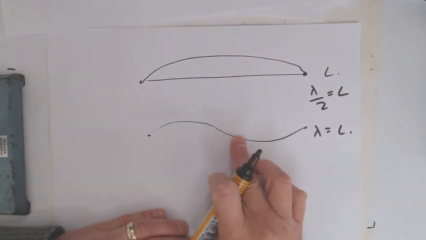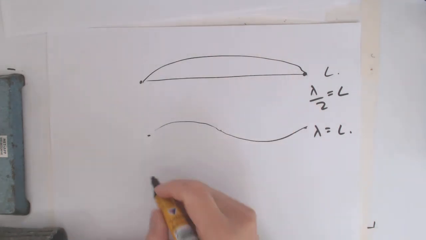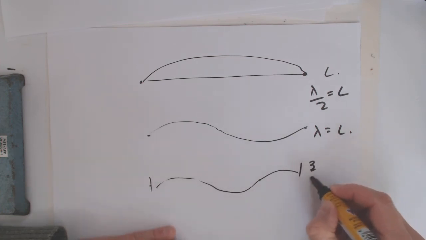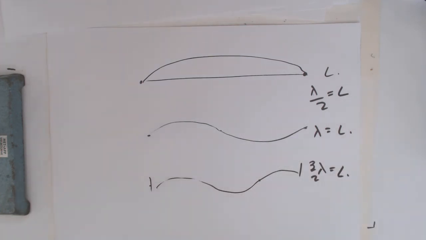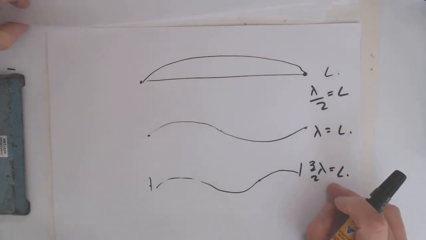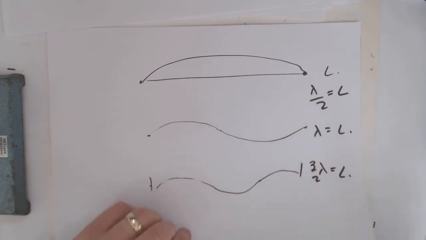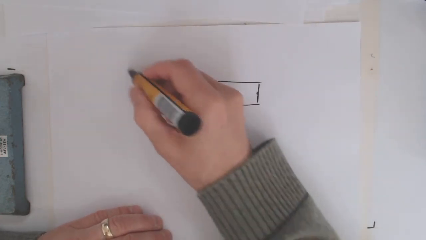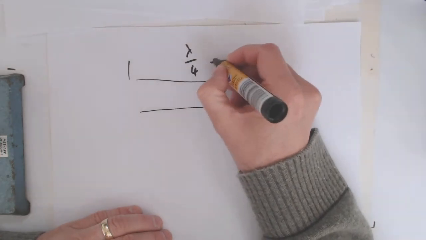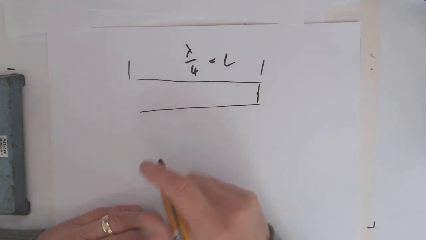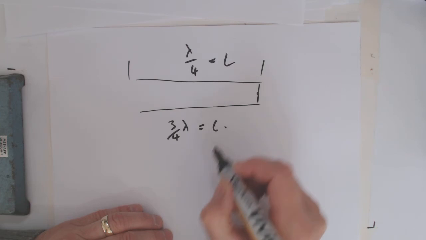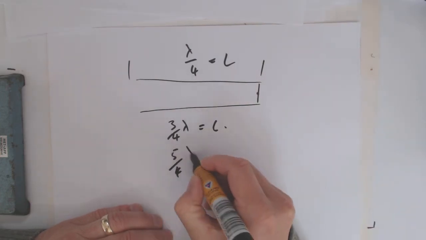Because of that, this wave has twice the frequency of this one. Then we had the third one, where we had 3/2 wavelengths equal L. Now you get a very similar pattern for the open air column with half a wavelength. The one that's a bit different is the closed column, where you actually start with a quarter wavelength fitting into this length. The next one, you add half of that, so it becomes 3/4 wavelengths equal L, and then 5/4 wavelengths equal L.